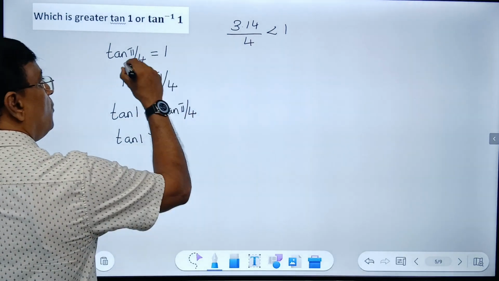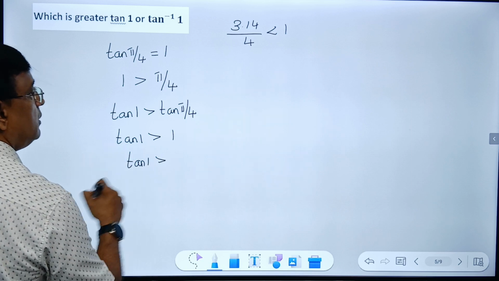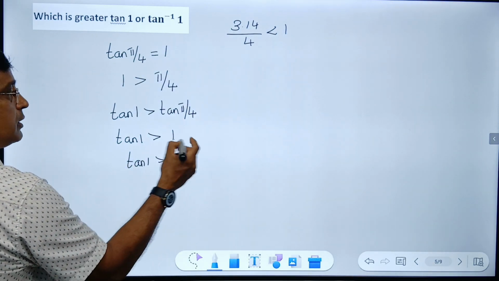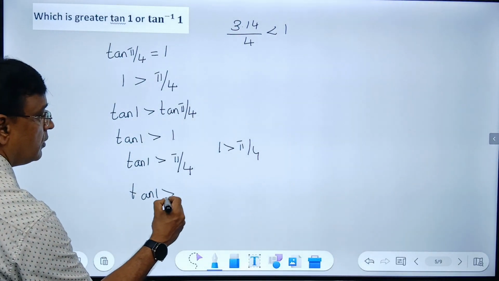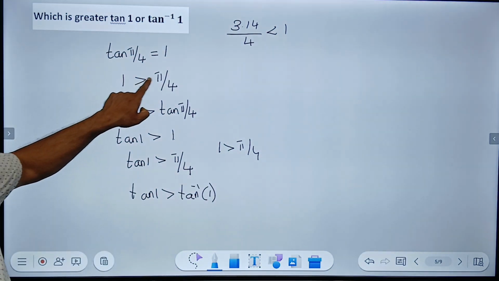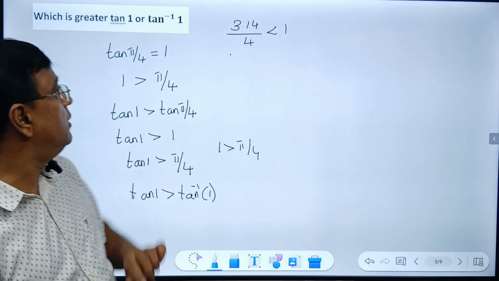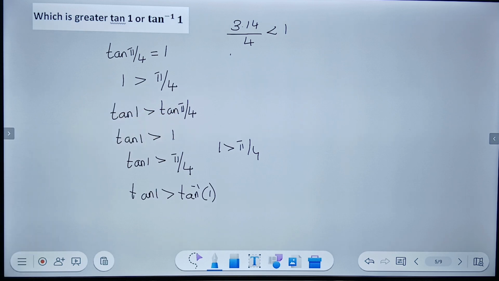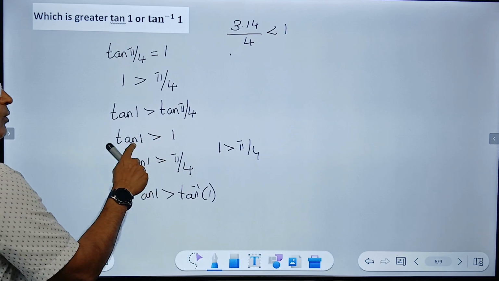So tan 1 is greater than tan pi by 4, which is 1. But you know 1 is greater than pi by 4. Correct? So what is pi by 4? It's tan inverse of 1. So I'll repeat again. 1 is greater than pi by 4. Why? Pi by 4 is 3.14 by 4, which is definitely less than 1. If 1 is greater than pi by 4, taking tan on both sides, tan 1 is greater than tan pi by 4. Tan pi by 4 is 1. So tan 1 is greater than 1.